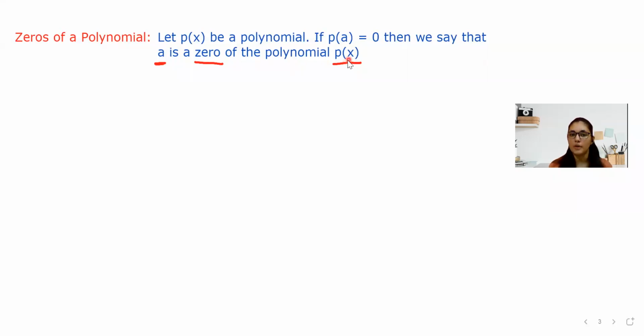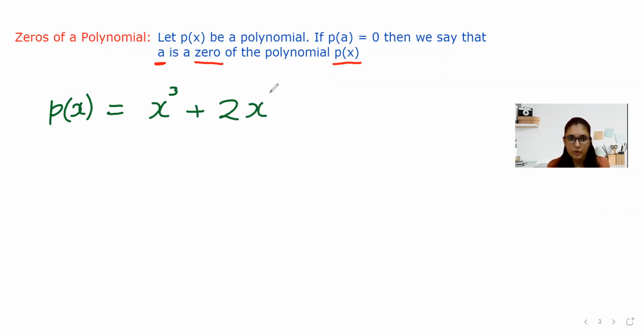Whatever number for which you are getting the value of the polynomial as 0, that number is known as the 0 of a polynomial. For example, let's do one question over here. They will always give you a polynomial for which they will ask you regarding the zeros, or they may ask you regarding any value of a polynomial.